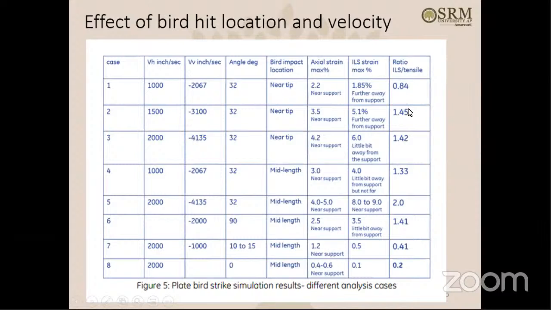What does that mean? If you are getting higher interlamellar shear strain, that's good. Good in the sense that, in general, these composite plates are going to fail in an interlamellar way. So realistically, interlamellar shear strain should be high, which means your ratio of interlamellar shear strain over tensile strain should be high. As this ratio is high, the cases are correct. So cases where it is more than 1.4 are assumed to be correct.